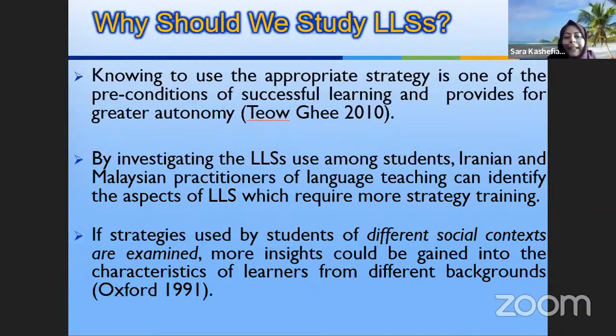By investigating the learning strategies used among students, Iranian and Malaysian practitioners of language teaching can identify the aspects of language learning strategies which require more strategy training. Analysis of the specific strategies which are used by students of the two countries can also be revealing. If strategies used by students of different social contexts are examined, some insights could be gained into the characteristics of learners from different backgrounds, as also claimed by Oxford and highlighted by her in 1991.